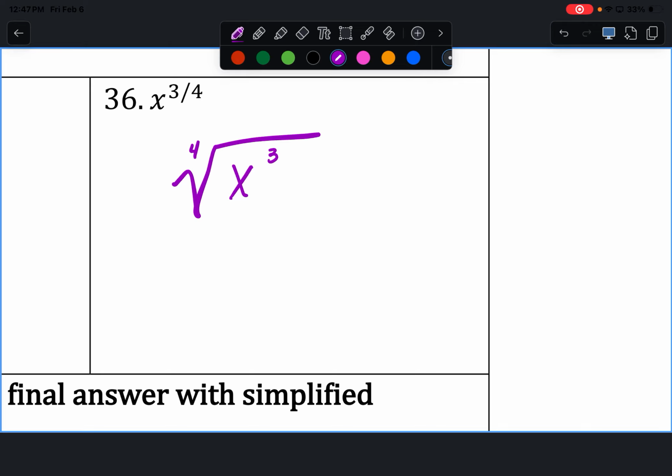All right, final section. With this section, it says simplify completely using exponent rules. Write your answer with a simplified radical. When it says write it with a simplified radical, that's only if it has a fractional exponent. Write it as a radical. So we're going to look at some of these.